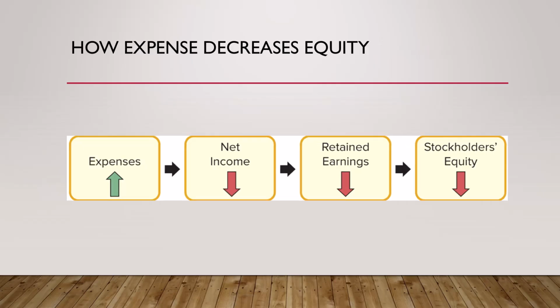The logic for expenses works in the opposite direction. When a company incurs an expense, it causes net income for the period to decrease. A lower net income results in lower retained earnings. And since retained earnings is a component of stockholders' equity, this ultimately causes total stockholders' equity to decrease.